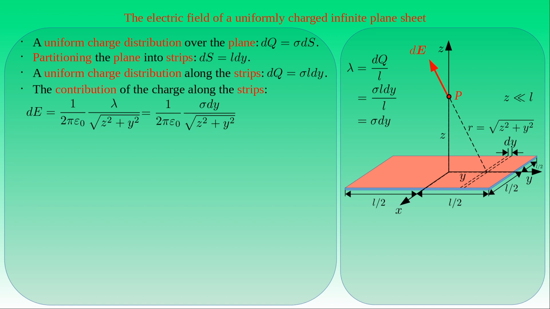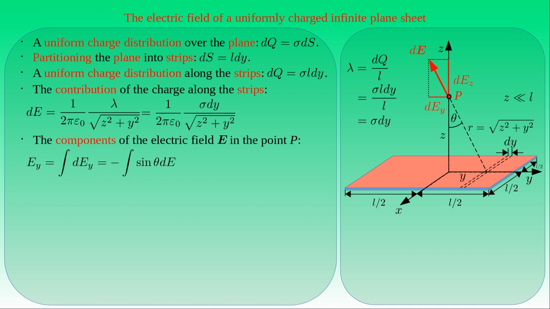The components of the vector dE in the Cartesian coordinate system can be seen in the figure. We obtain the components of the net electric field E at the point P by performing the integration of the contributions of the strips over the whole plane. If theta is the angle measured between the z-axis and the direction of the middle of the strip seen from the point P, then the y component of the magnitude of E is the integral of dEy, which is equal to minus the integral of sine theta with respect to the magnitude of E. Similarly, we obtain the z component of the magnitude of E by performing the integration of dEz, which can be written as the integral of cosine theta with respect to the magnitude E.